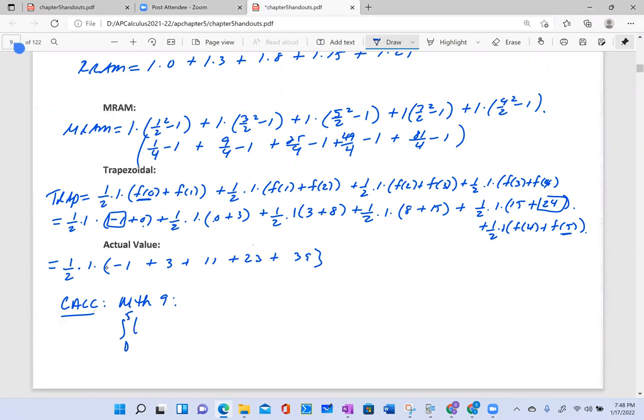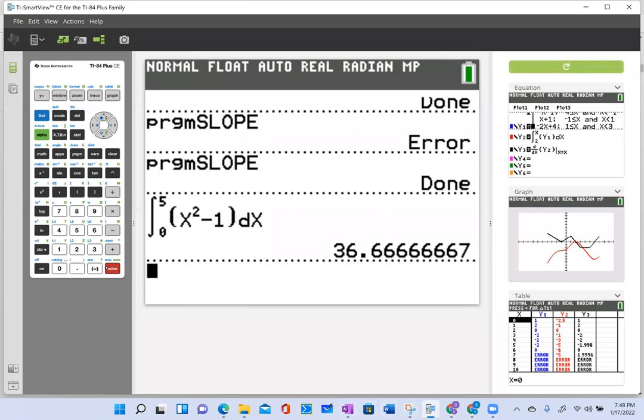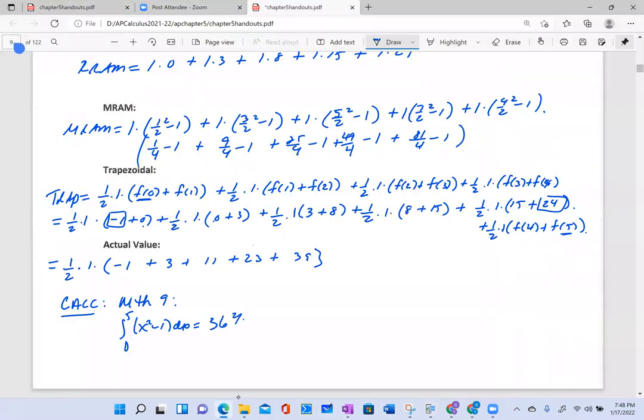So the integral from 0 to 5 of x squared minus 1 dx is 36 2/3. Now, how does the trapezoidal rule compare to the actual? When the graph is concave up, think up and over. Up is greater. The trapezoidal rule is greater than the actual. If it's concave down, think down and under. The trapezoidal rule is less than the actual.